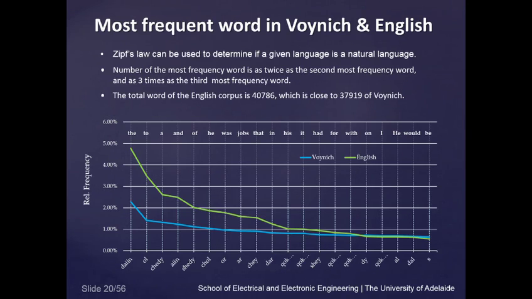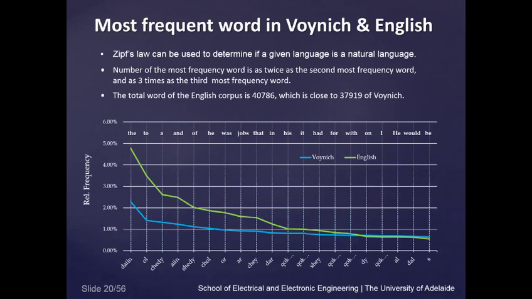So we compare the Voynich with English. We compare the most frequent words in these two languages. The English corpus we chose has a total word count similar to the Voynich. You can see the shape of the two lines. They are different, but the shape is similar.